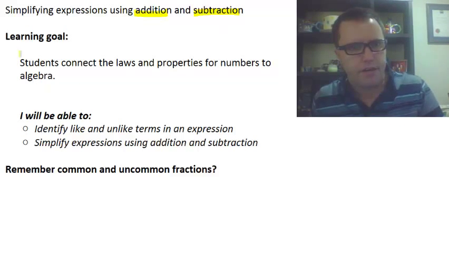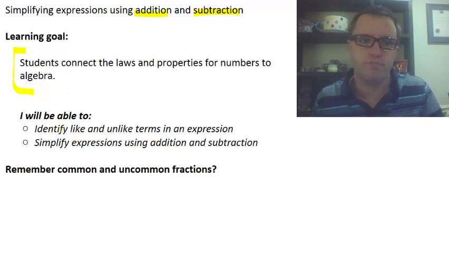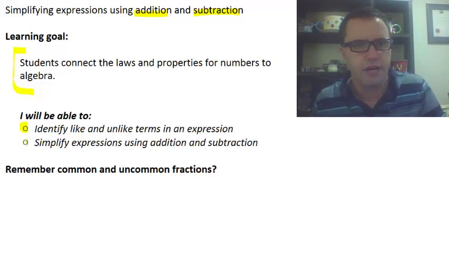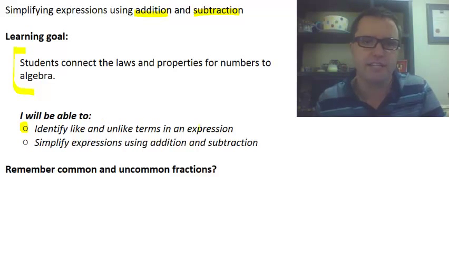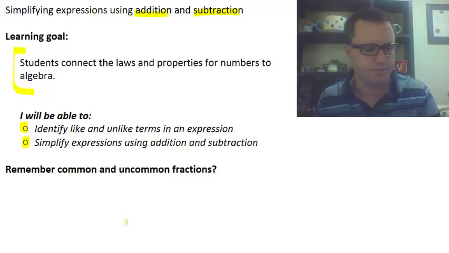Now, your learning goal for this one is that students connect the laws and properties for numbers to algebra. And at the end of this, you'll be able to identify like and unlike terms in an expression and simplify expressions using addition and subtraction.